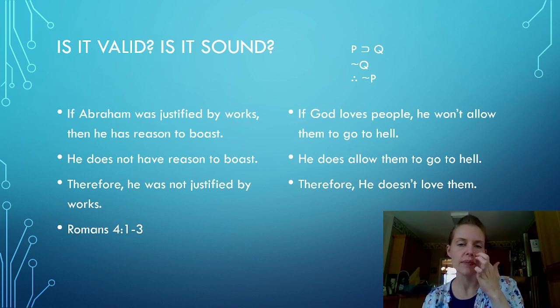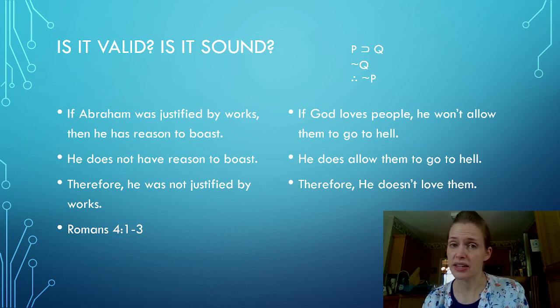Let's look at an average skeptic's argument. If God loves people, he won't allow them to go to hell. He does allow them to go to hell. Therefore, he doesn't love them. This is also a modus tollens. In fact, you could literally look at a person in the eye who just said that to you and say, that is a valid argument because it is indeed valid.